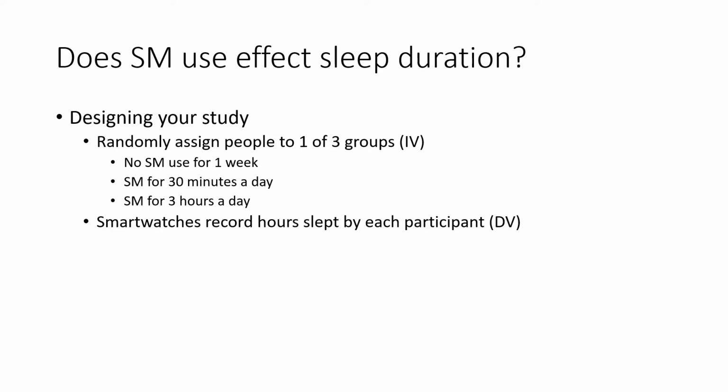The first level is people are not supposed to use any social media for 1 week. The next level is they're supposed to use social media for only 30 minutes a day. And the third level of the independent variable is they're only supposed to use social media for 3 hours a day. Now, to monitor their use, you would put an app on their phones and computers to measure how much they're actually using social media. The dependent variable is the amount of time they sleep each night in hours, and you're recording that using smartwatches. That's your dependent variable.